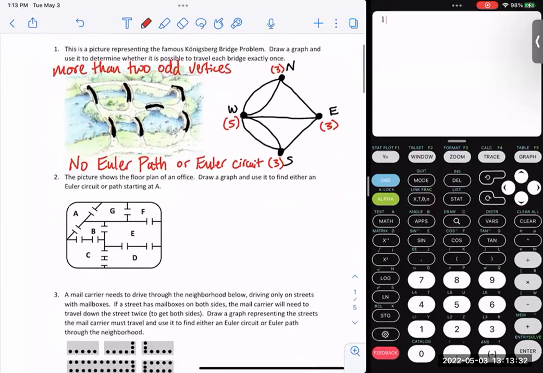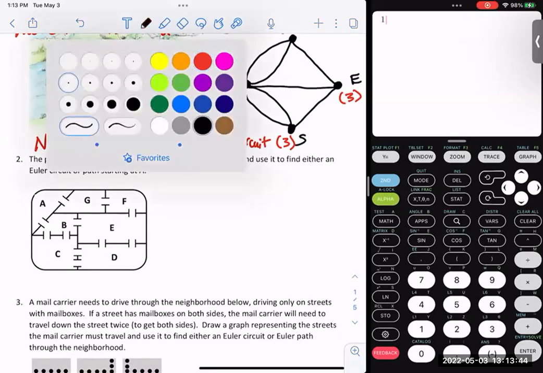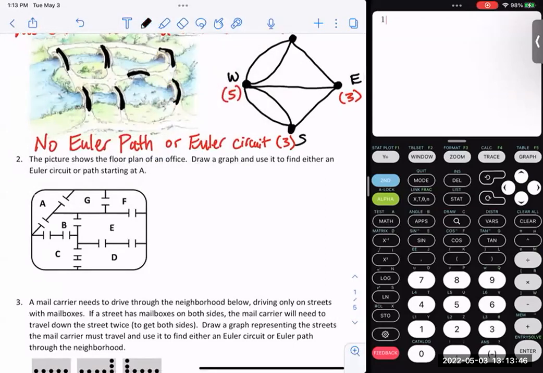All right, so we're going to do the same thing with this next example. So this one is a layout. This one actually shows a floor plan for an office. So we're going to start again by drawing our graph, and then we're going to use that graph to determine if an Euler circuit or an Euler path is possible or neither.